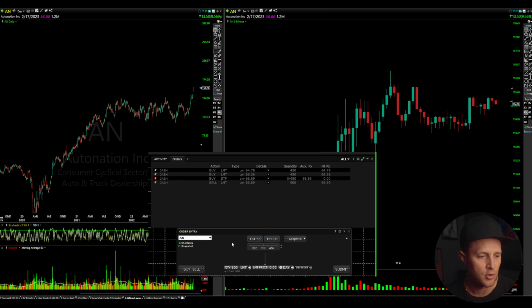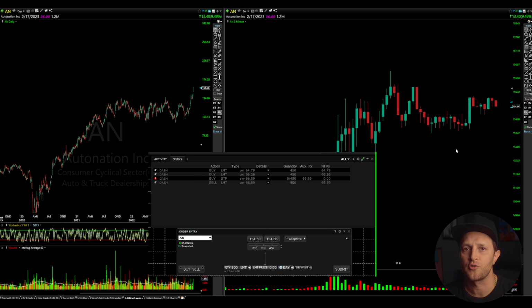We could use a stop order by itself, but the problem with the stop order is that when we use a stop order after 155.14 is hit, it's going to turn into a market order and fill us at most likely the worst price possible. You can see the spread right now on AN is around 35 cents and it's fluctuating. It could probably even go to 50 cents or 60 cents.